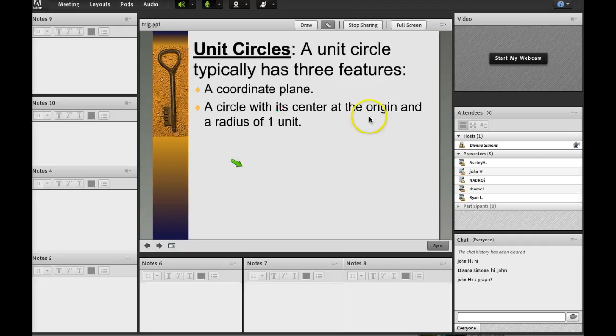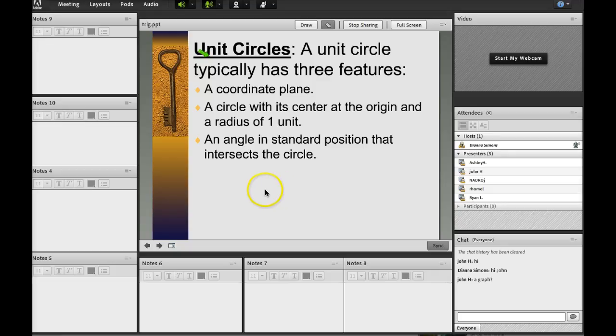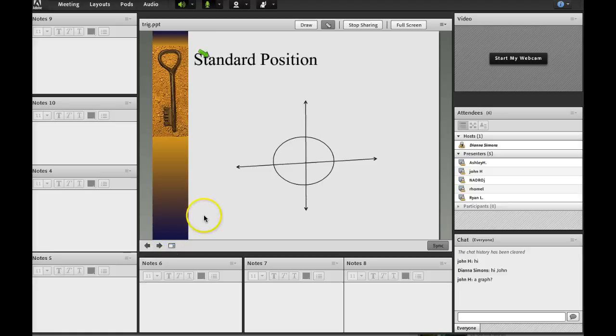A circle with the center at the origin, and it has a radius of 1 unit. All right? Hence, unit circle. And the last thing, an angle at standard position that intersects the circle. All right? So, this is standard position.